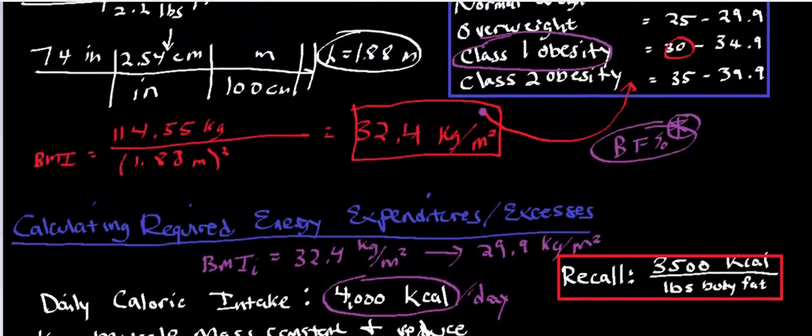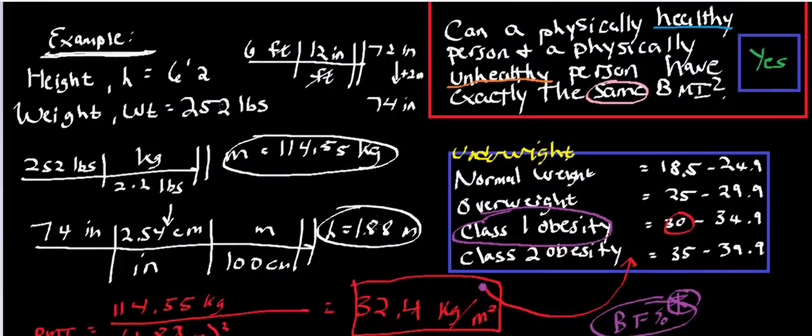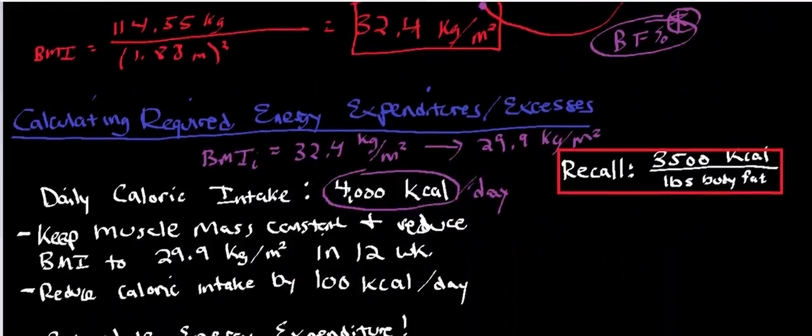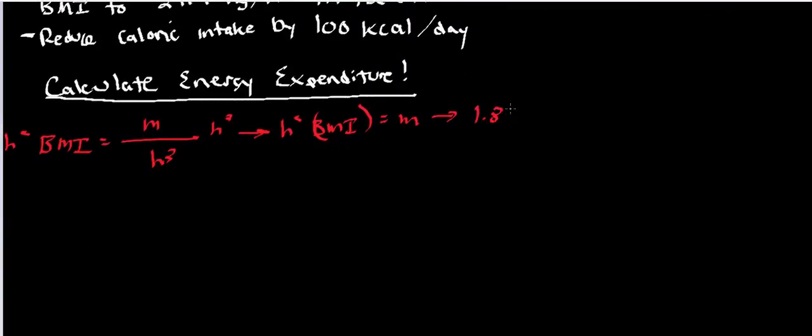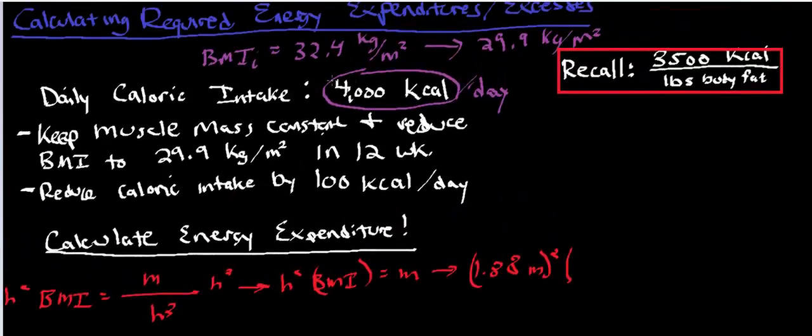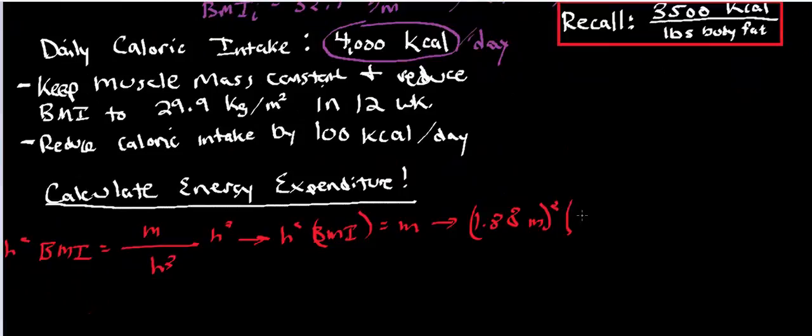What was the person's height? It was 1.88 meters. I'm going to square that and then multiply times the BMI. The initial BMI was 32.4 kilograms per square meter. So the initial mass is going to be 1.88 squared times 32.4.